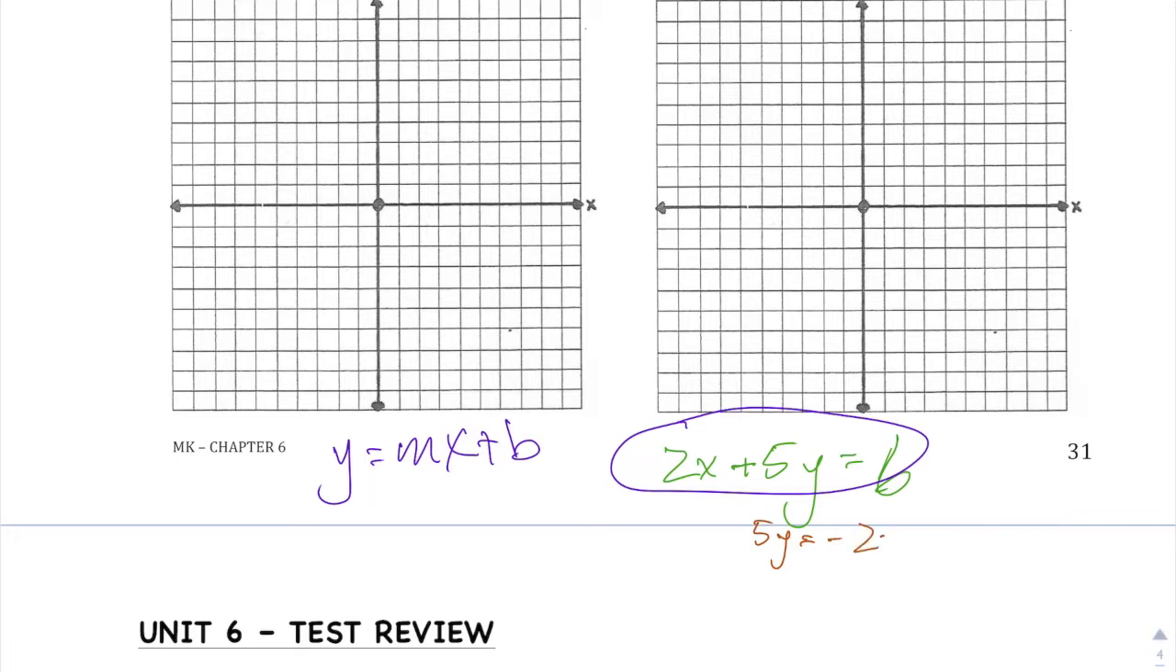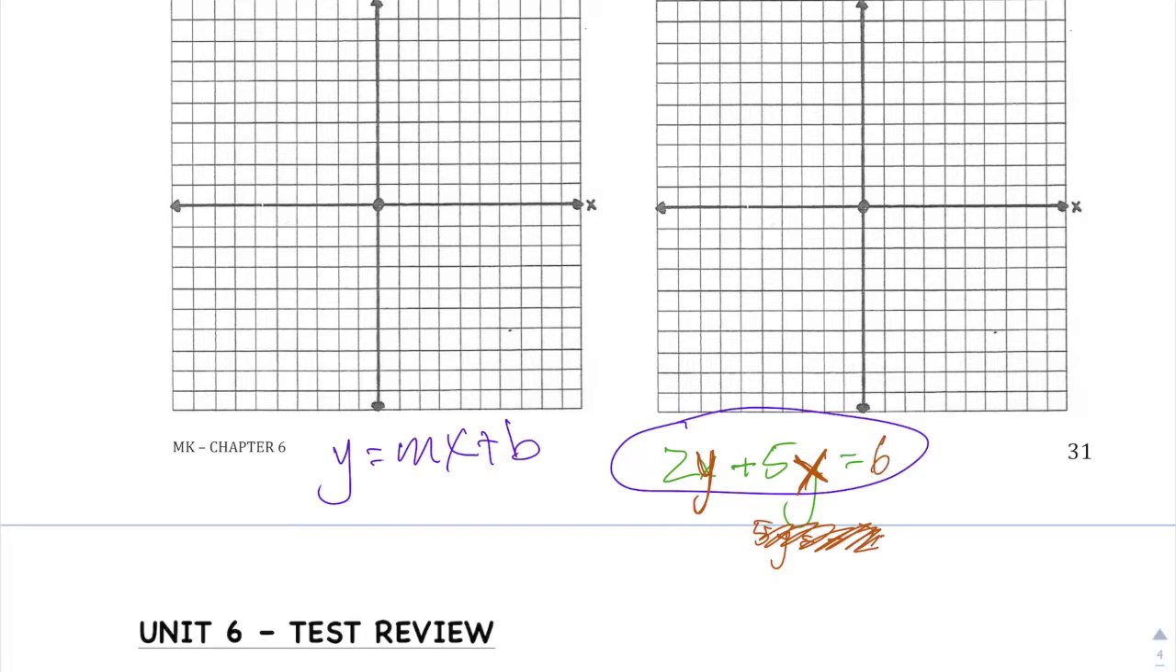Do we do it that way? Is this the problem I want to do? Let me adjust this problem a little. Let me change this problem a little. Let's go 2y plus 5x. Sorry, adjusting on the fly. 2y plus 5x equals 6.